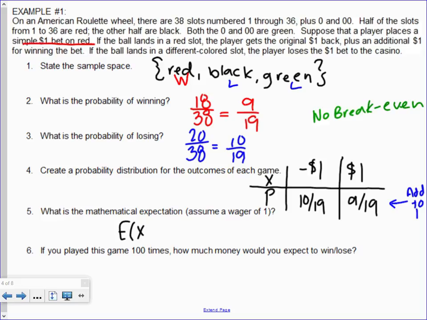Now we're going to calculate mathematical expectation. Once you have the probability distribution, mathematical expectation is really easy. If you look back on the top part of your notes, it says take the value times its probability. So -1 times 10 over 19, and add to that all other values times their probabilities. So a +1 times 9 over 19.